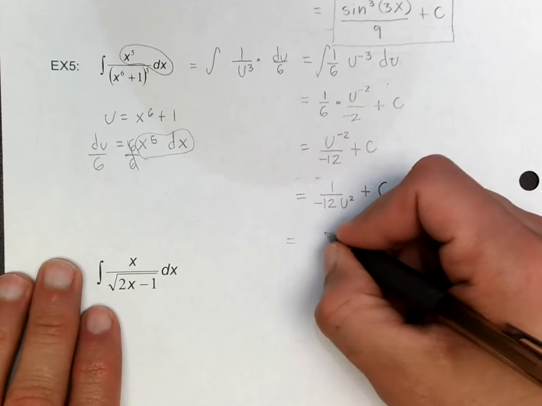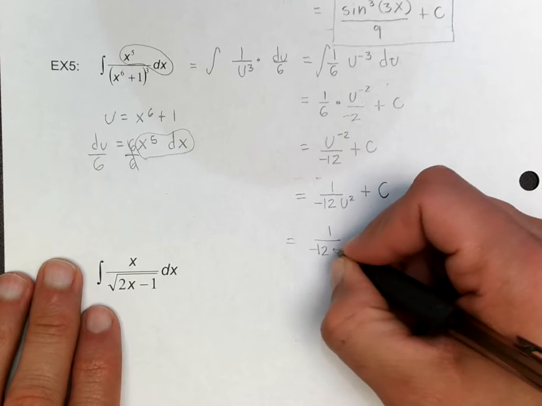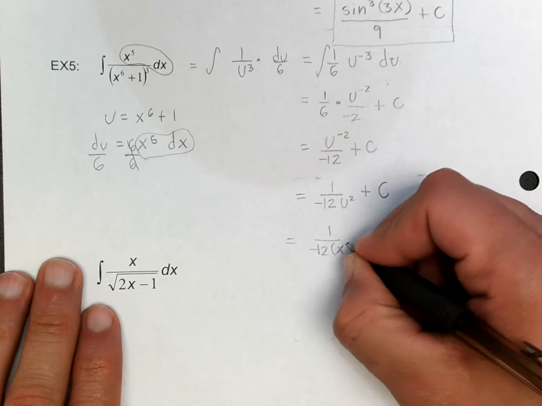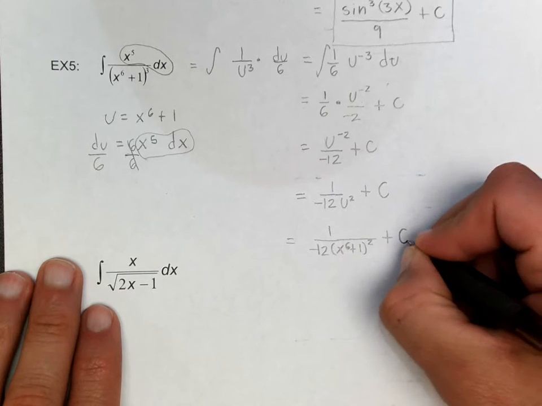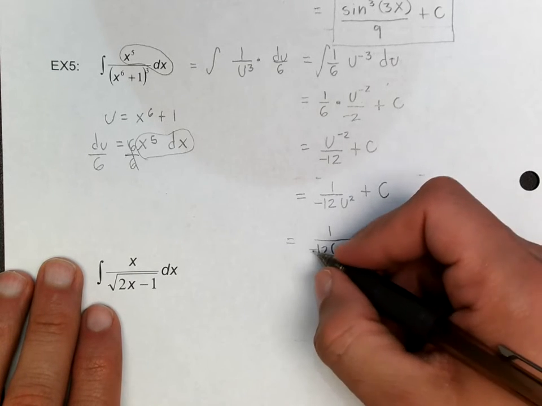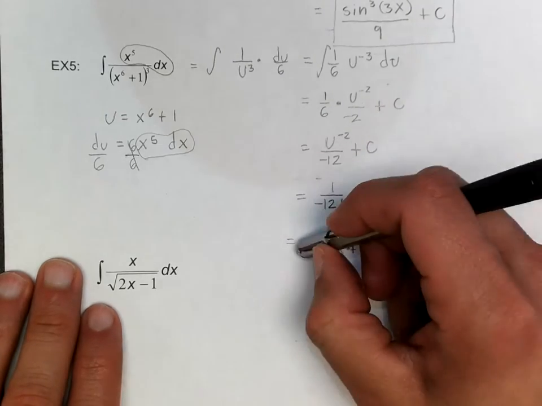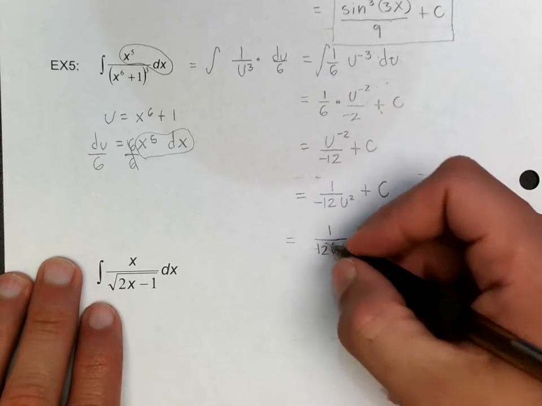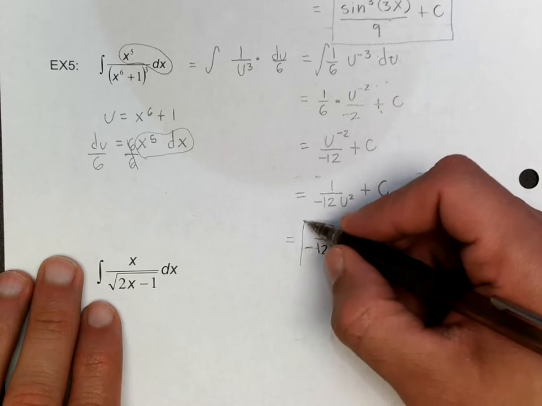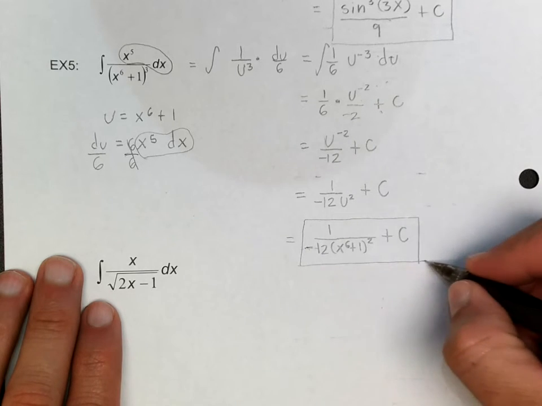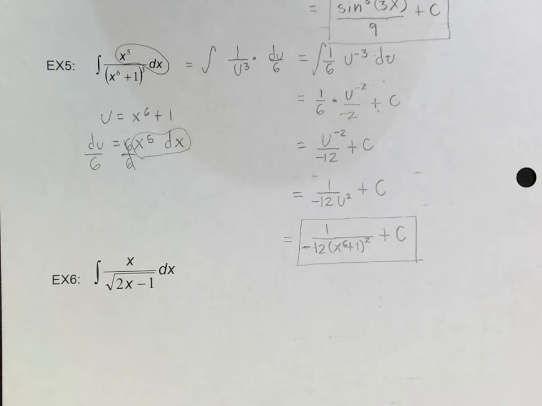So the answer is going to be 1 over negative 12 times x to the 6 plus 1 squared plus c. And I think I forgot a negative. Oh wait, no, the negative is down there. So again, I have a negative. It doesn't look like it maybe, but I have a negative here. So that is the answer. If this is starting to get too difficult, just practice. The more you practice, the easier this gets. Alright, so finally, example number 6.